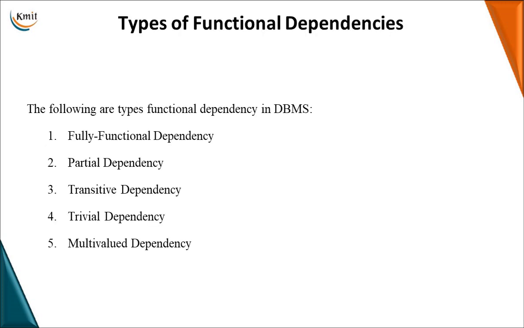Well, let's look into the types of functional dependencies quickly. There are 5 different types: fully functional dependency, partial dependency, transitive dependency, trivial and non-trivial dependency.